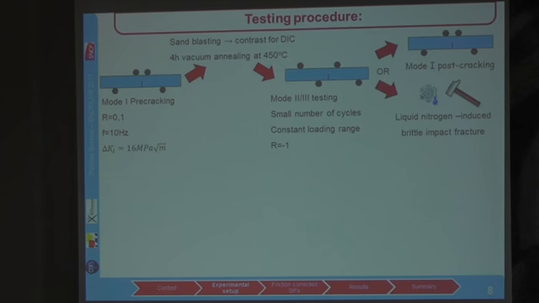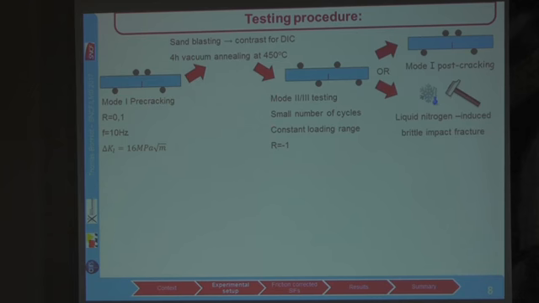The specimen is then sandblasted in order to get a contrast for digital image correlation, and vacuum annealed in order to remove as far as possible the pre-cracking residual stresses without changing the microstructure. Then comes the shear-mode testing with a small number of cycles at a constant loading range and a load ratio always equal to -1 until now.